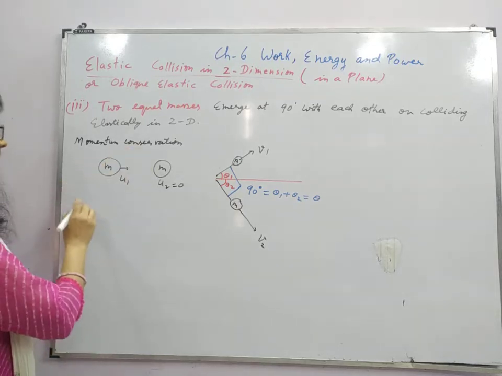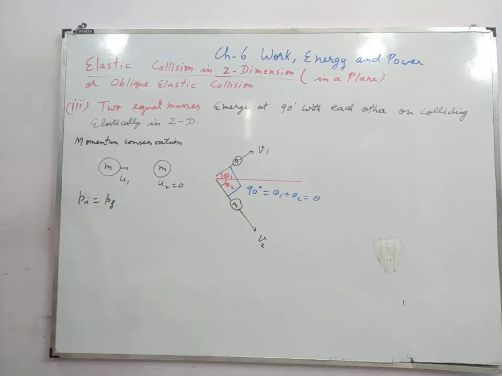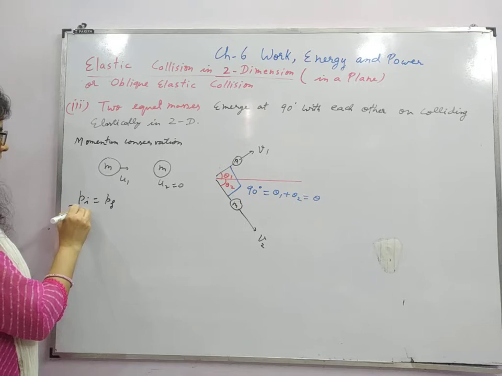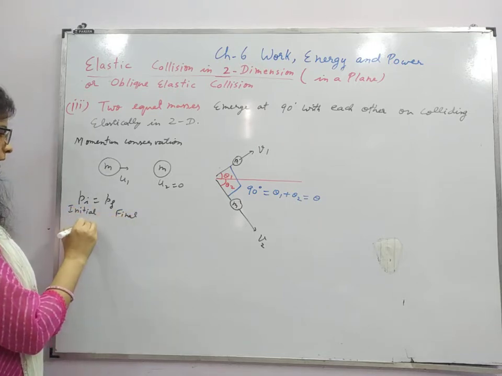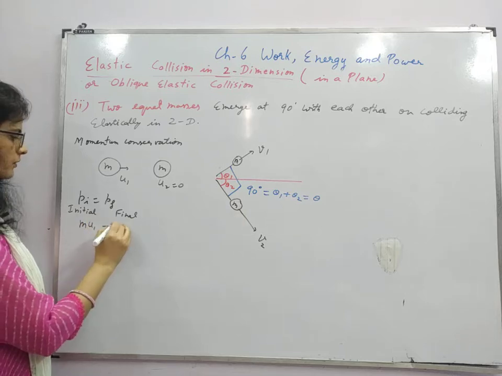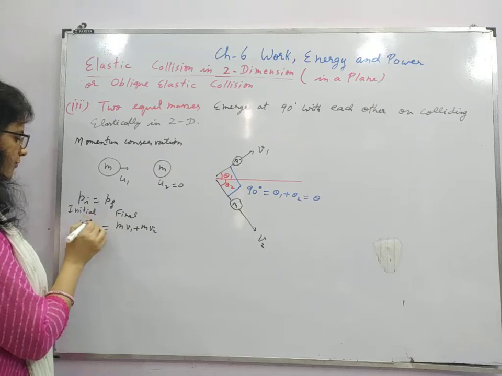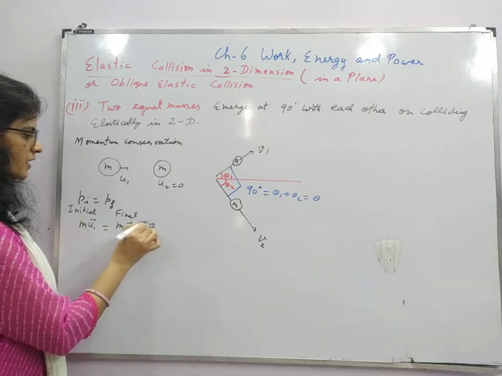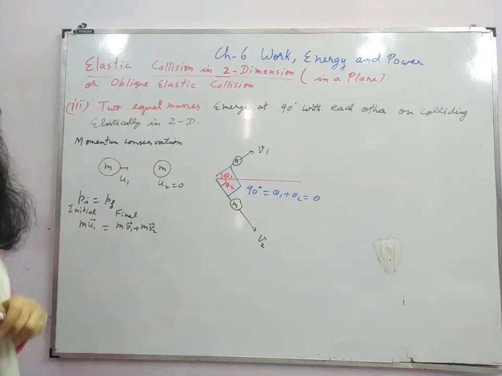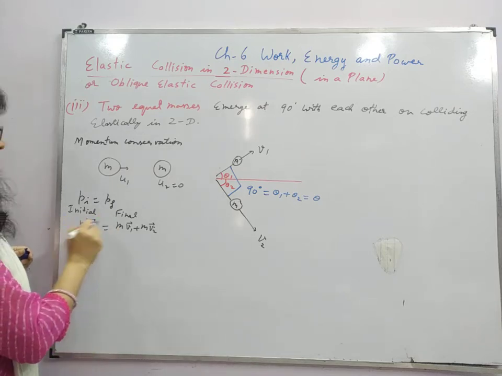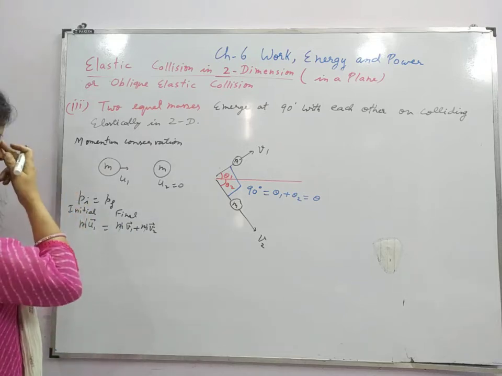So for momentum conservation, initial momentum is equal to final momentum. So this will be m u1 is equal to m v1 plus m v2, and momentum is a vector quantity, so I am just writing this vector sign, and m can be cancelled from both the sides. So u1 vector is equal to v1 plus v2 vector.